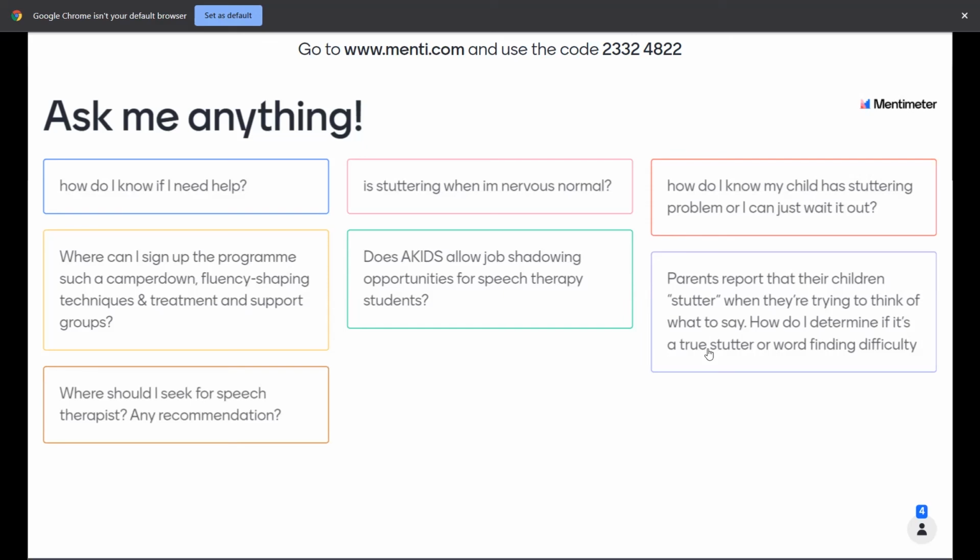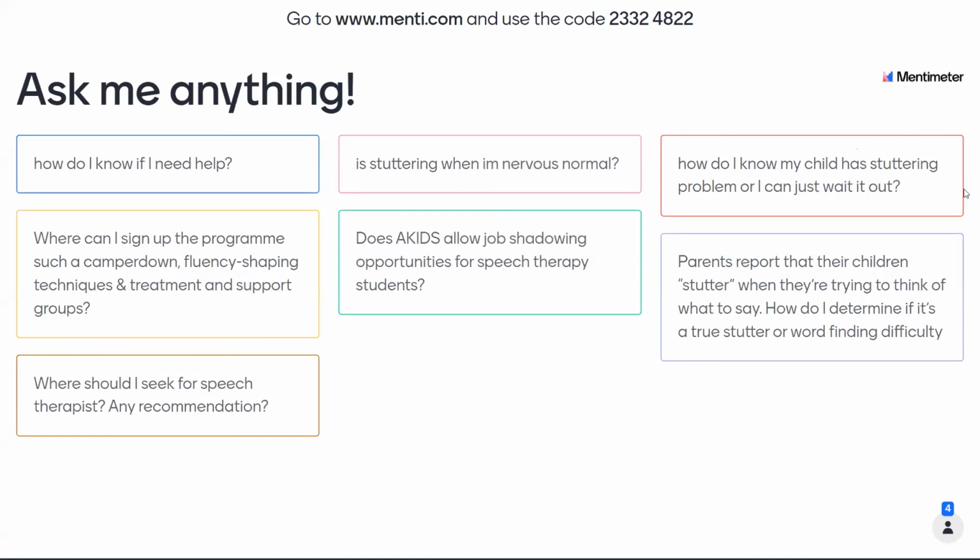Let's address the parents' report that their children stutter when they're trying to think of what to say. How do I determine if it's a true stutter or word finding difficulty? Sometimes we go back to looking at whether it's a typical disfluency or a stuttering disfluency. Sometimes we get bilingual kids who stutter more in their poorer language, their second language. That is actually very normal, because that might be a proficiency issue rather than a motor speech stuttering issue.